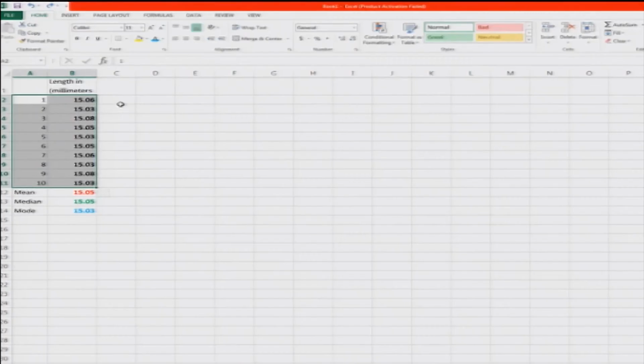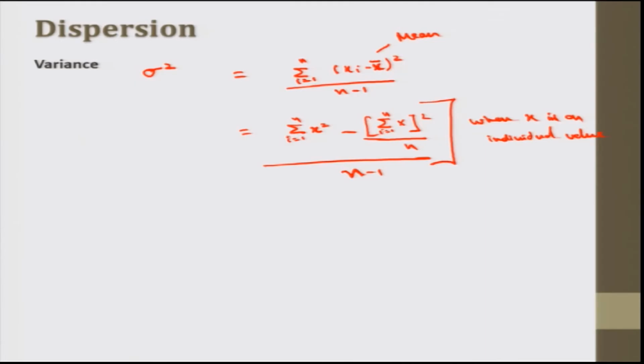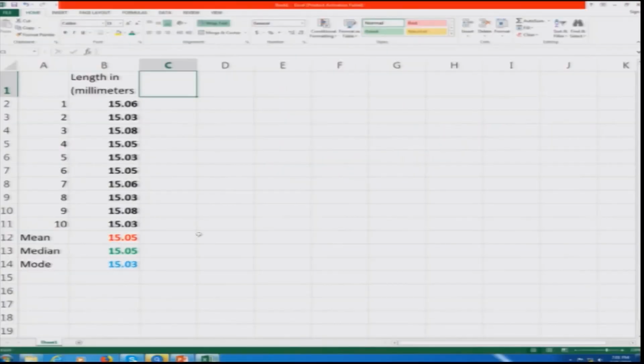But I am more interested in finding the standard deviation here. So, I am going to pick the second formula, that is summation of x square minus summation of x whole square by n. Actually, this is the summation of the squares of the values. This is the sum of the values and the square of that, divided by n, and the whole thing over n minus 1. So, I will pick this formula to do my calculations here.